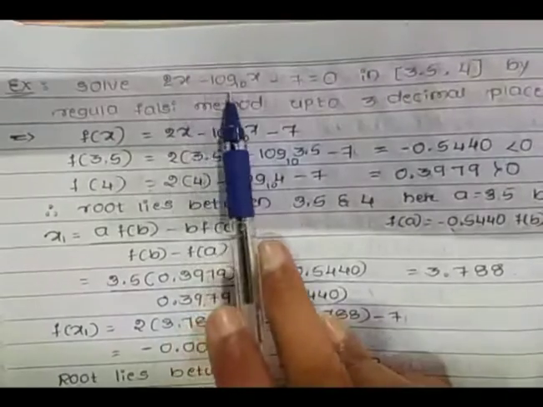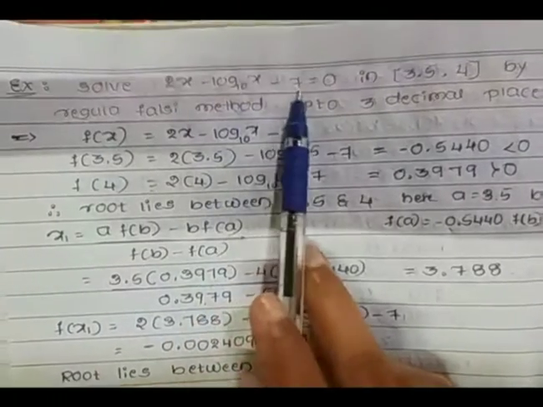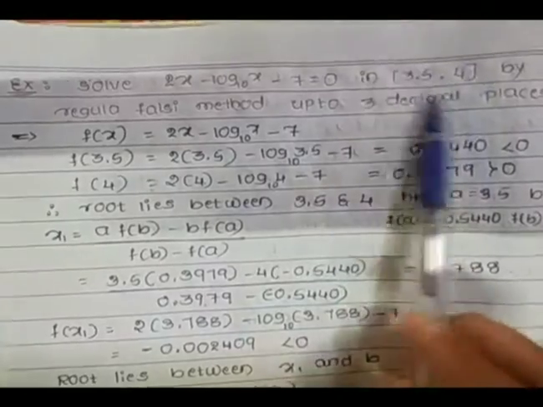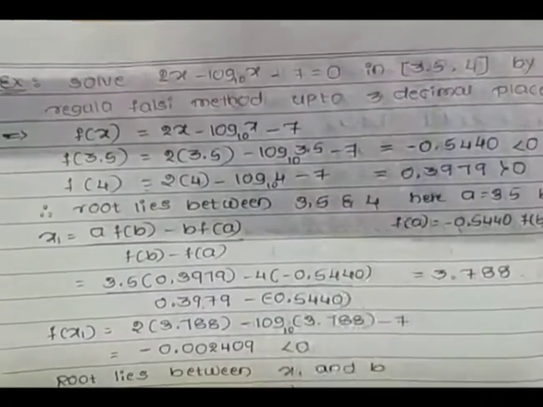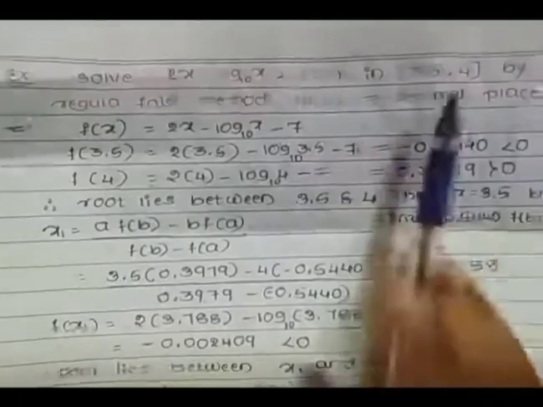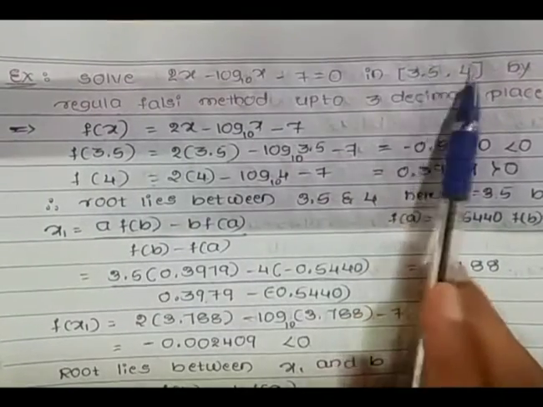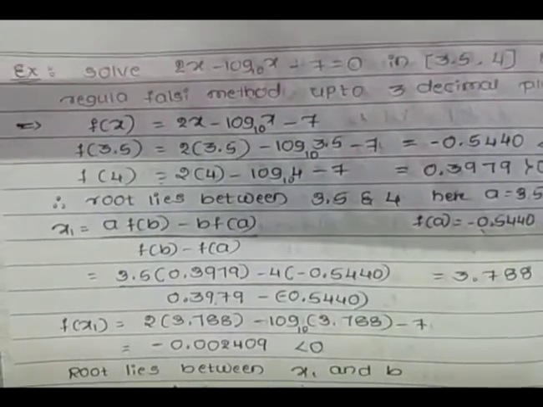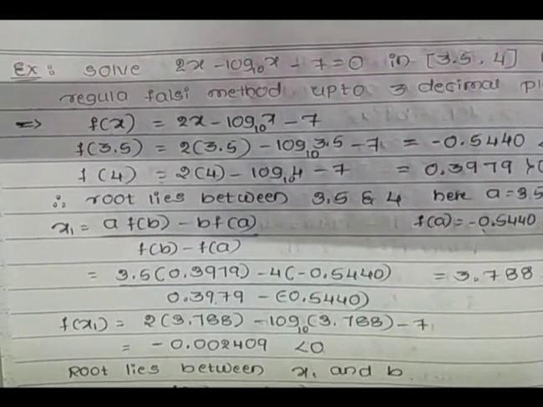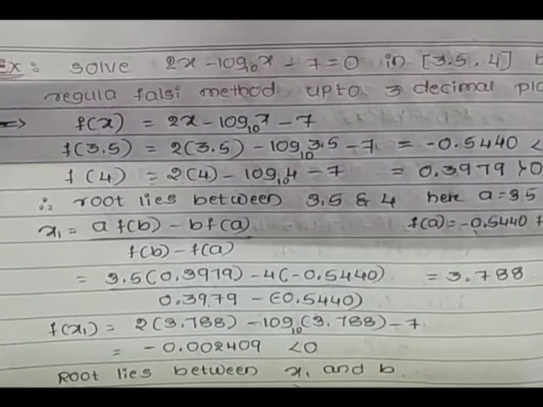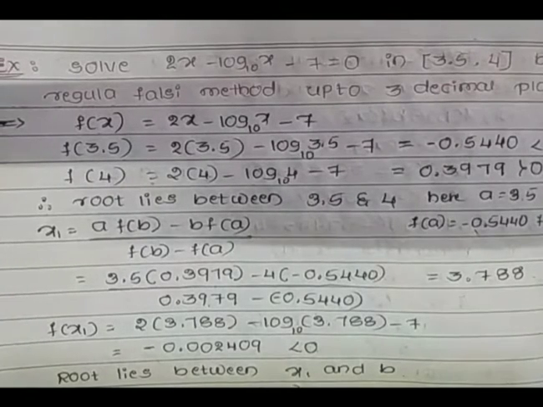This is the required answer for this transcendental equation, that is 2x minus log x to the base 10 minus 7 is equal to 0 within this interval, because already in question they have only mentioned the interval 3.5 and 4. So consider a value as 3.5 and b value as 4. So this is about solution of transcendental equation using regular falsi method. Okay, if you have any doubt regarding this particular example, you can ask question in chat box.